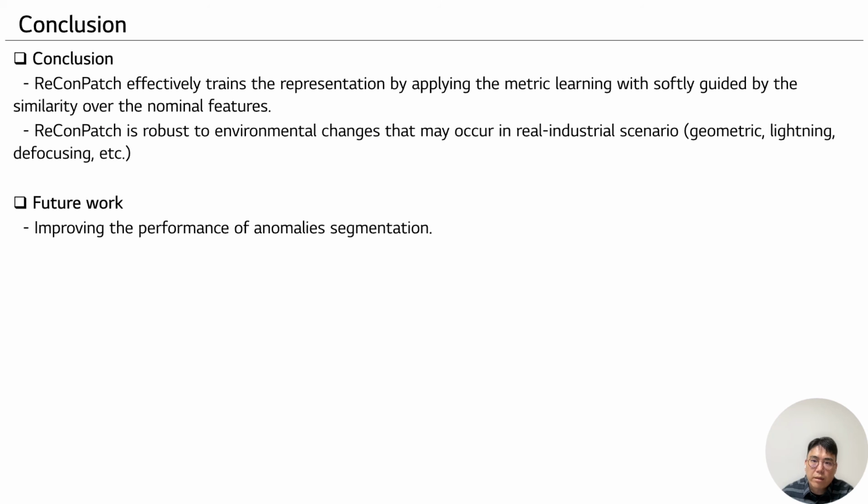ReConPatch effectively trained the representation by applying metric learning, which is softly guided by the similarity over the nominal features. Applying contrastive learning with two similarity-based pseudo-labels, ReConPatch shows state-of-the-art performance on the MVTec anomaly detection dataset. ReConPatch is robust to these environmental changes that may occur in real industrial scenarios by learning patch level feature representations.